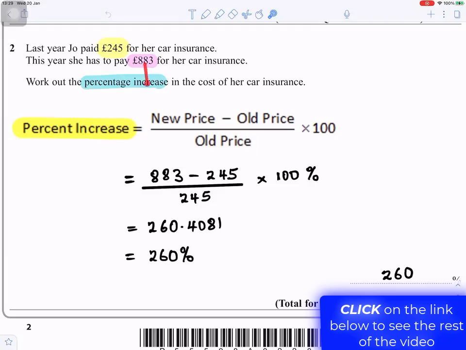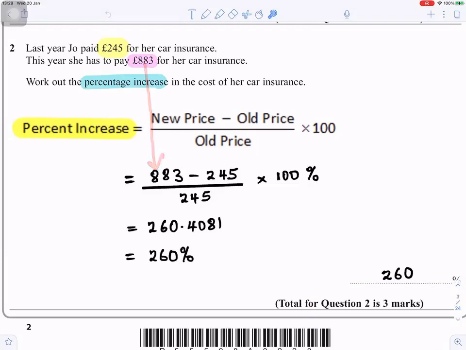The new price is £883. The old price is £245. And then we divide by the old price, 245. Put that in your calculator and then you times by 100%. It gives you 260.4081. That's 260%. So sometimes you get questions where the percentage increase is that large.